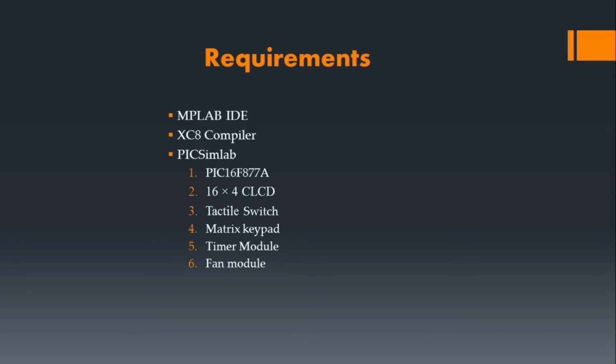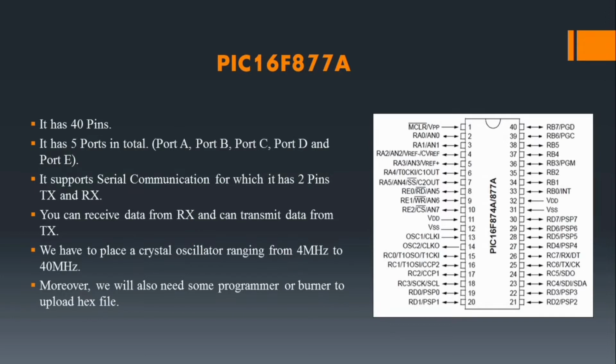So on the next, what is PIC16F877A? It has 40 pins. It has 5 ports in total: port A, port B, port C, port D, and port E. It supports serial communication, for which it has two pins, TX and RX. You can receive data from RX and transmit data from TX. We have to place a crystal oscillator ranging from 4 MHz to 40 MHz. Moreover, we will also need a programmer or burner to upload the hex file.